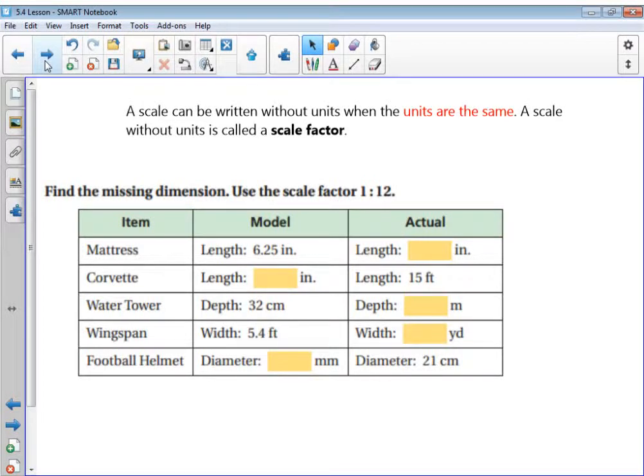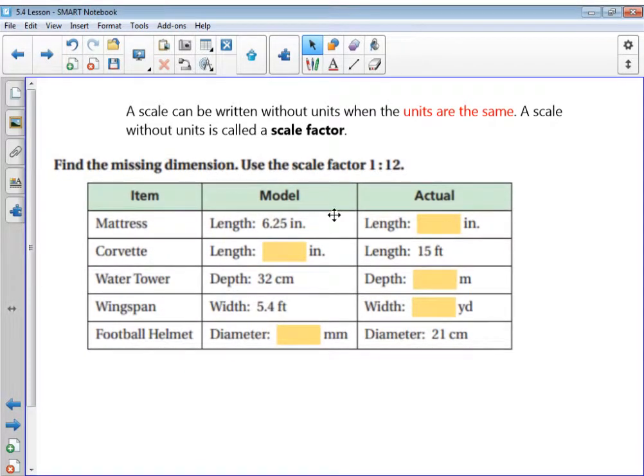If, for example, they give the model units in one unit label and the actual units in another label, then you have to do some converting. So that's what we're going to practice in this lesson. And I know that you will have some of these on your homework. So here we have: find the missing dimension, use the scale factor 1 to 12.